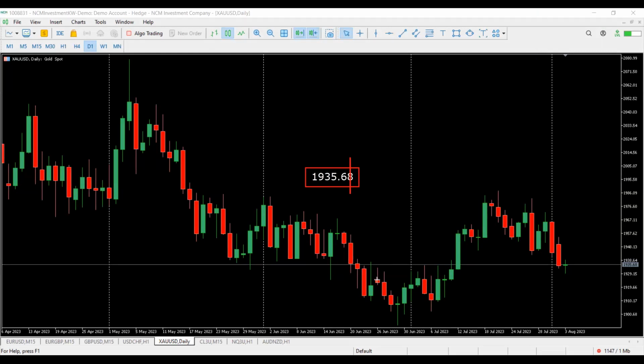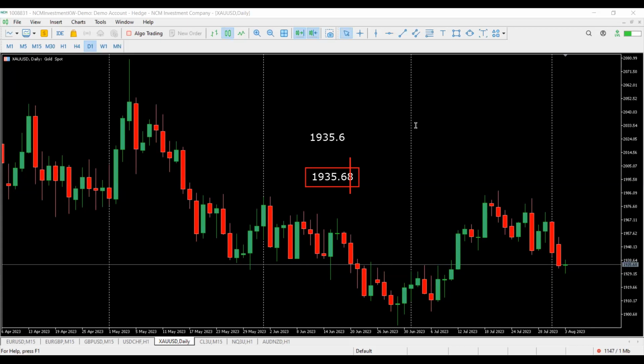Now we are going to learn how to read the prices of gold. After that, we'll talk about the lot sizes. Then we'll go straight into the strategy. So the price is 1935.6. This is how you should read it. 1935.6. This is how you should read.